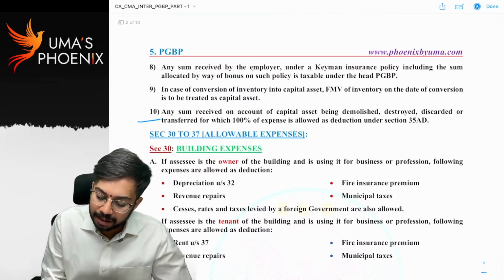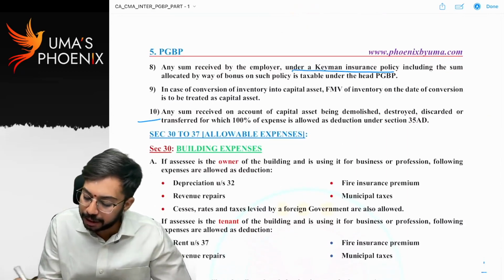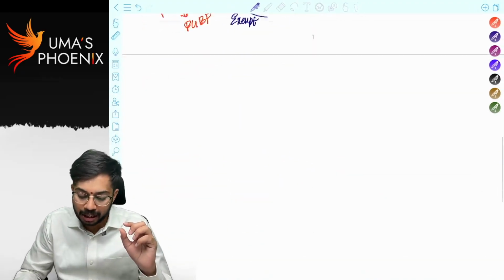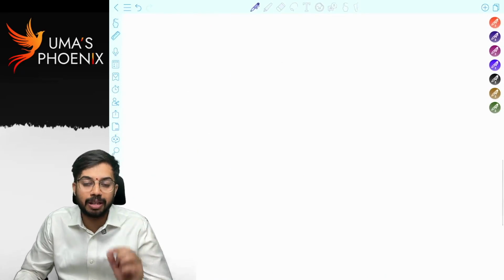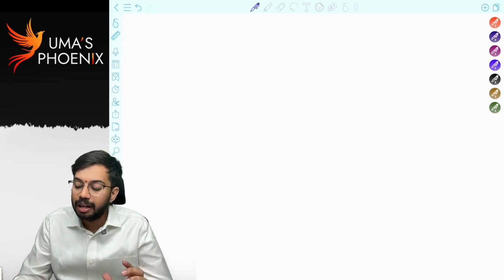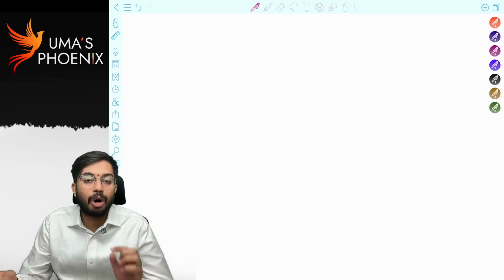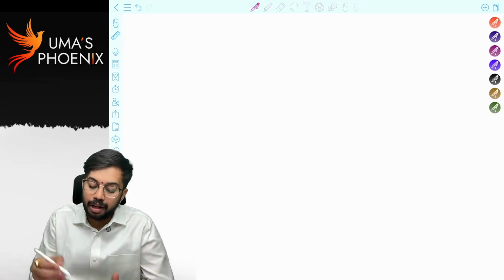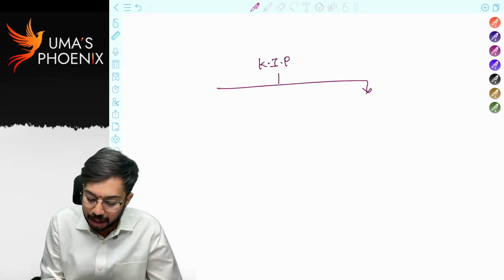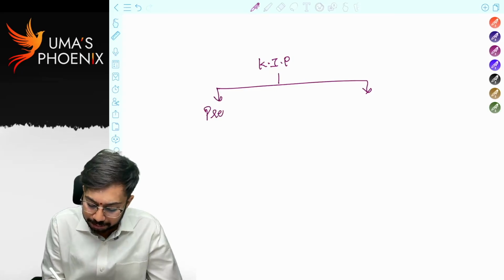Next, any sum received by an employer under a keyman insurance policy. See, against an important person in the organization, generally a keyman insurance policy will be taken. So if any keyman insurance policy amount is received, then for keyman insurance policy, whatever compensation is received. Keyman insurance policy, two things are there: premium, compensation.